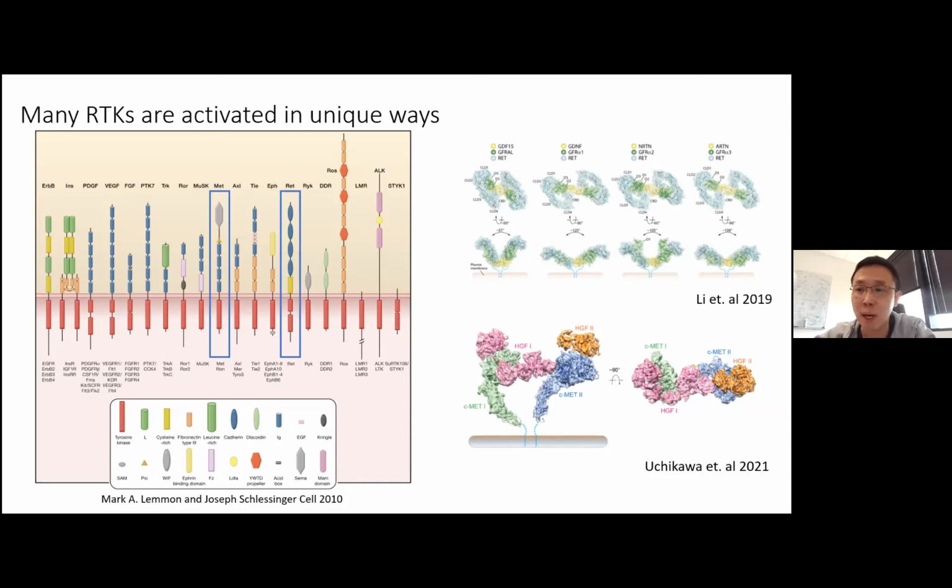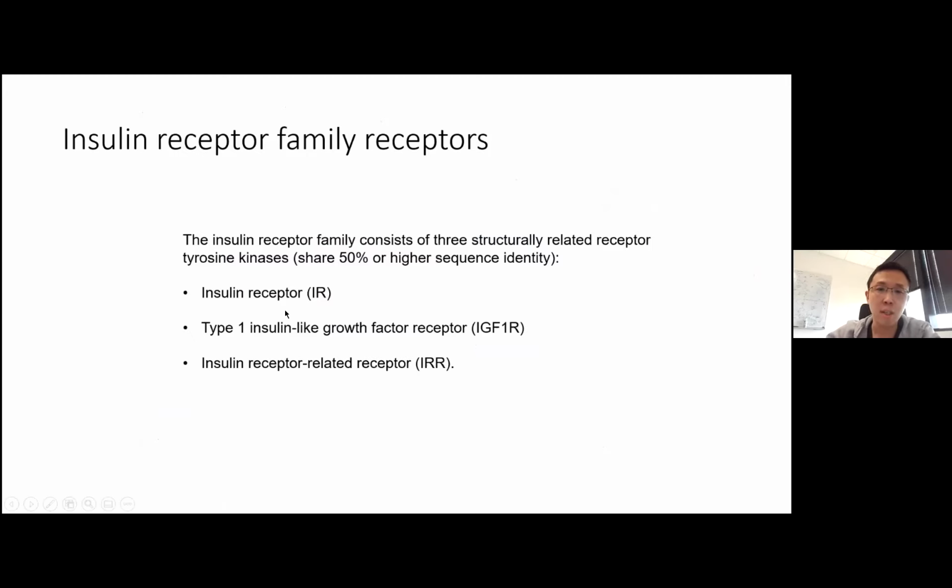And this is also quite a unique mechanism in the activation of RTKs. But today, I want to focus on, I think, one of the most famous RTKs, the insulin receptor. This insulin receptor is actually comprised of a small family. In this insulin receptor subfamily, there are a total of 3 structure-related receptors. The first one is the insulin receptor. It can be activated by insulin.